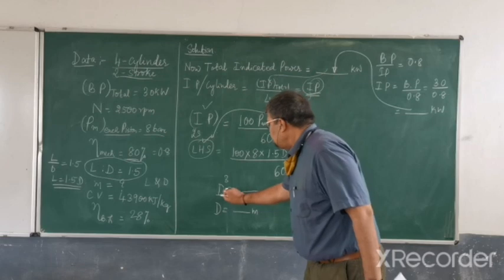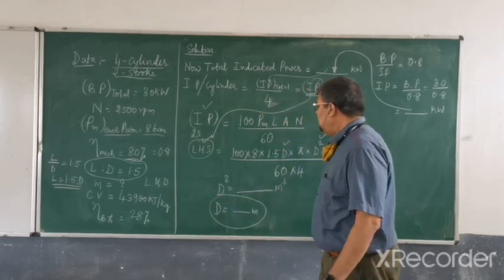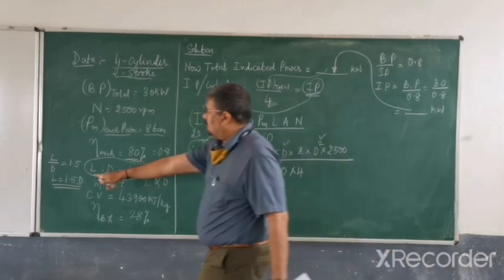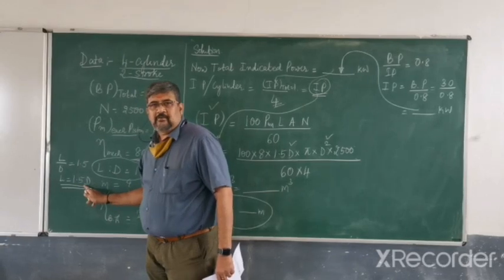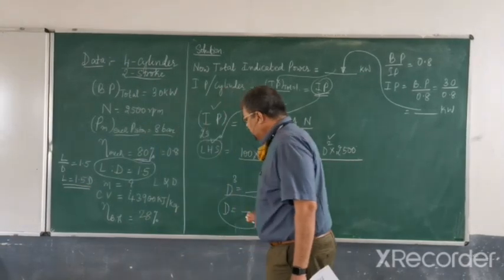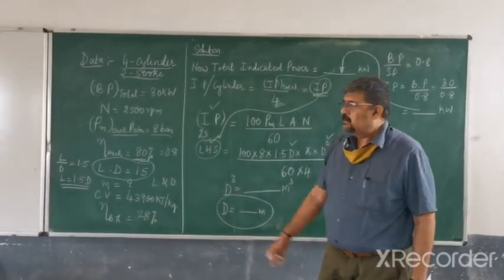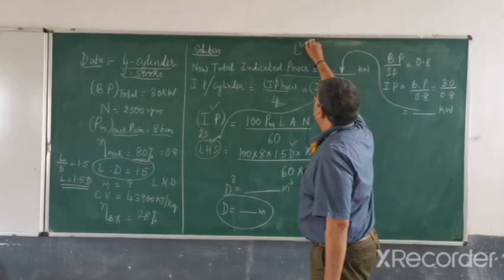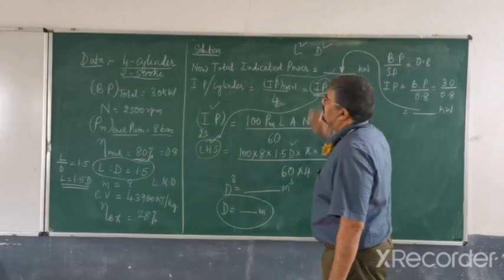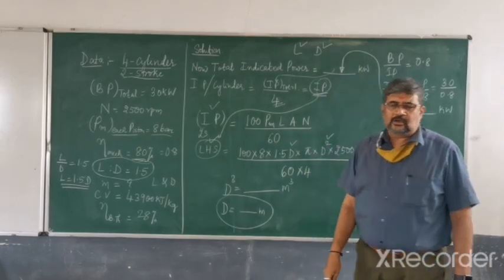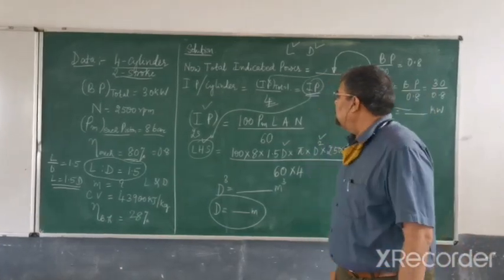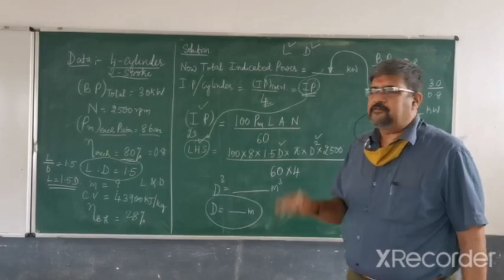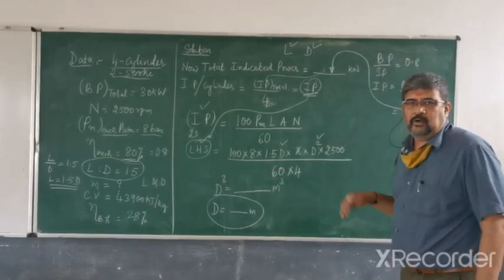Once you find out the value of D, then we know that L is equal to 1.5 times D. So whatever D you have obtained, multiply that by 1.5, and you will get the stroke length. So you can find out L, you can find out D. That is what is asked in the numerical. Now one part of this entire thing is over.